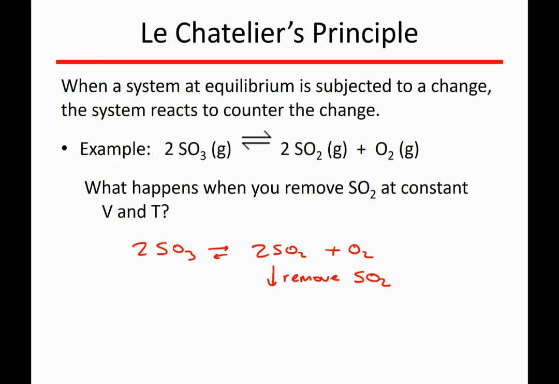And I'll remind you, equilibrium is all about having the right balance of products and reactants. We now don't have enough on the product side. And so this reaction will shift to the right so that you can replenish some of the SO2 that's been removed and reestablish that good balance of products and reactants that you would have at equilibrium.